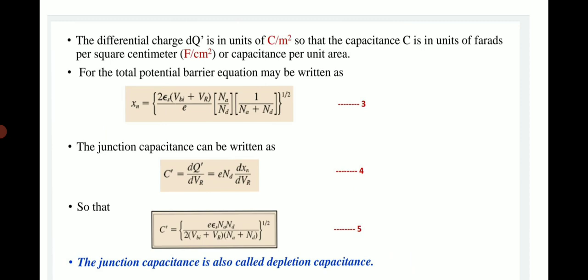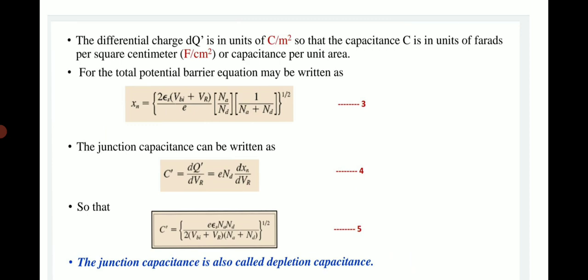The differential charge dQ dash has the unit coulomb per meter square, so the capacitance C has the unit farads per square centimeter, that is F by centimeter square, or capacitance per unit area. For the total potential barrier, in the previous video we saw that Xn is equal to, in brackets, 2 epsilon s times (Vbi plus Vr) divided by e, times Na upon Nd, times 1 upon (Na plus Nd), the whole bracket raised to the power half.